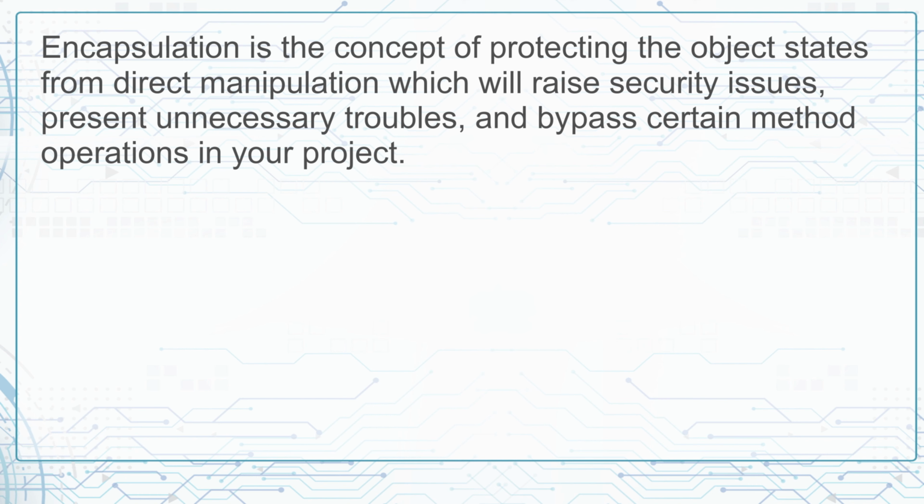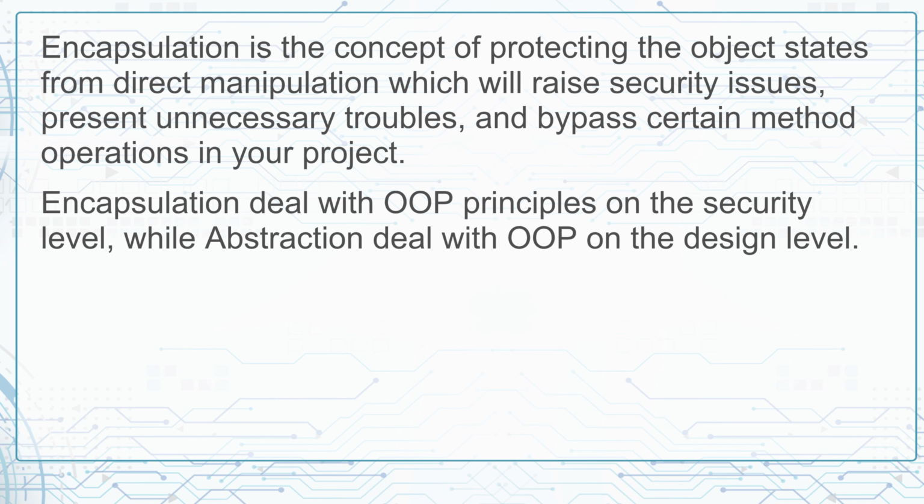So what's encapsulation? Encapsulation is the concept of protecting the object states from direct manipulation, which will raise security issues, present unnecessary troubles, and bypass certain method operations in your project. Encapsulation deals with the object-oriented principles on the security level, while abstraction deals with object-oriented programming on the design level. Abstraction is the second principle of object-oriented programming. It has some similarity with encapsulation. We will have a different video for abstraction. Let's focus today on encapsulation.